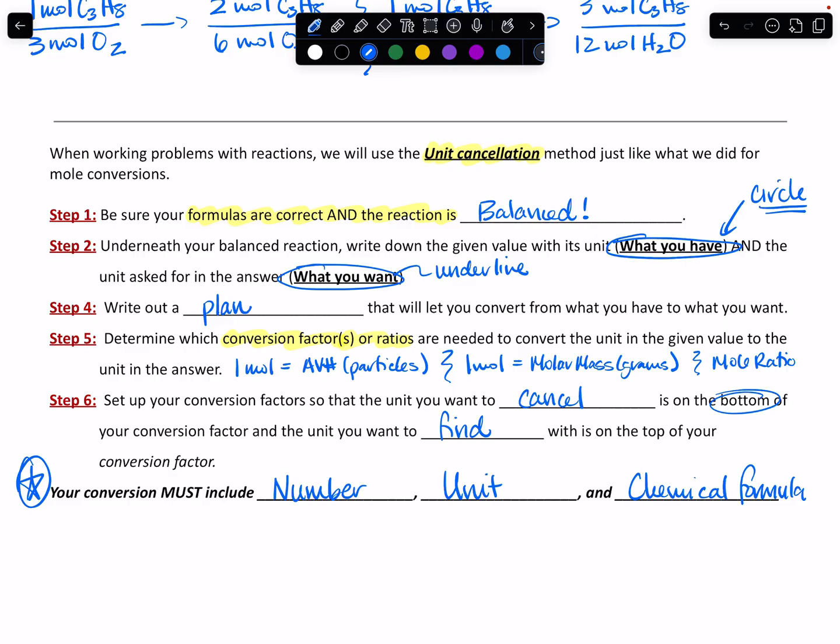You have to have all three of these pieces because we're going to be moving between substances within the reaction. So not everything is going to be for the same chemical entity. So you absolutely have to now include the chemical formula as part of that unit, that number that goes in the conversion factor.